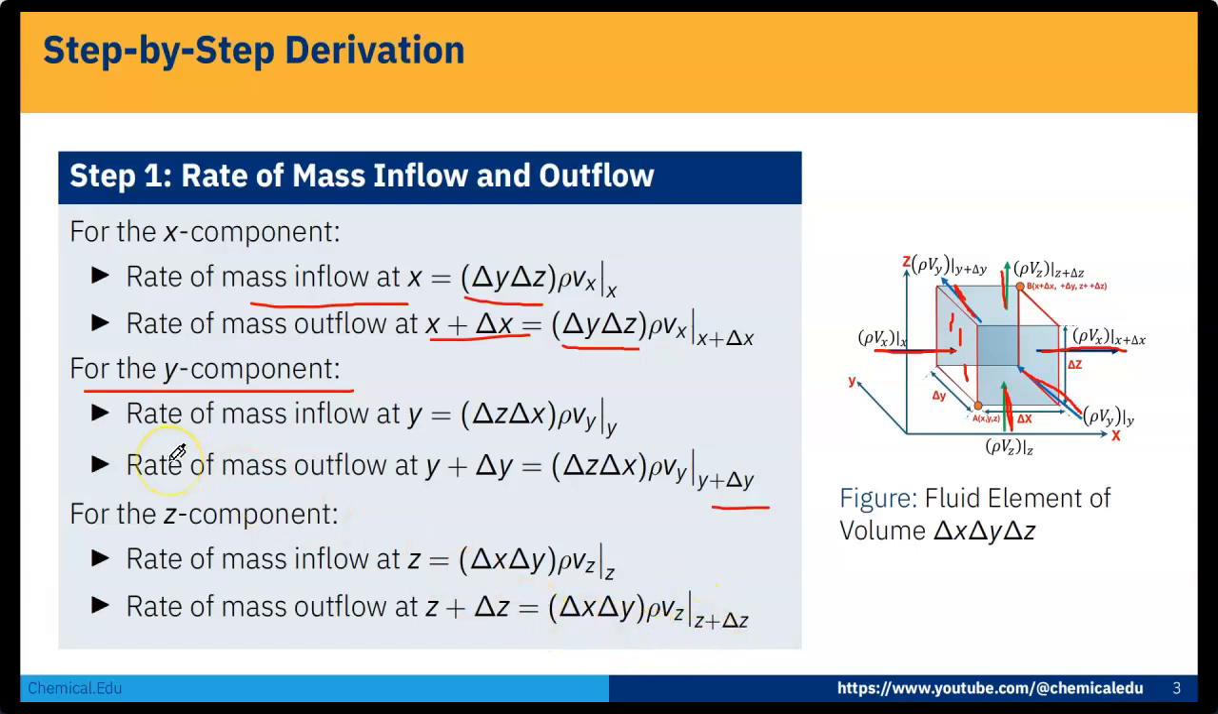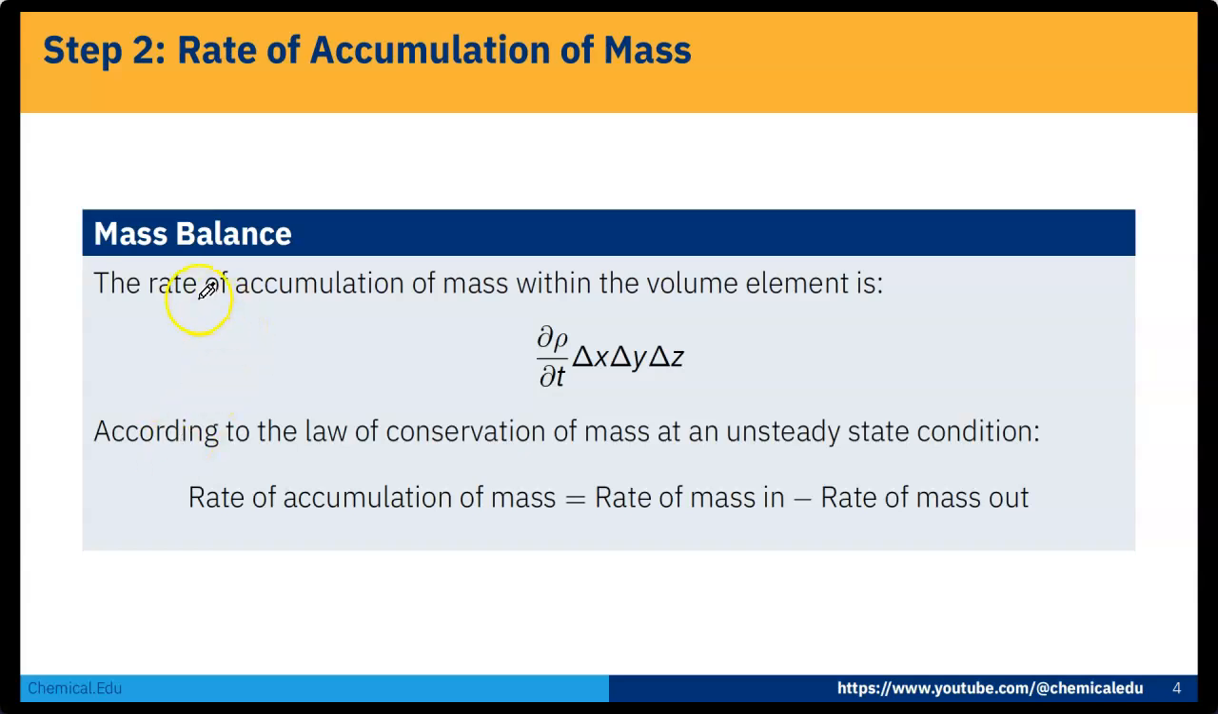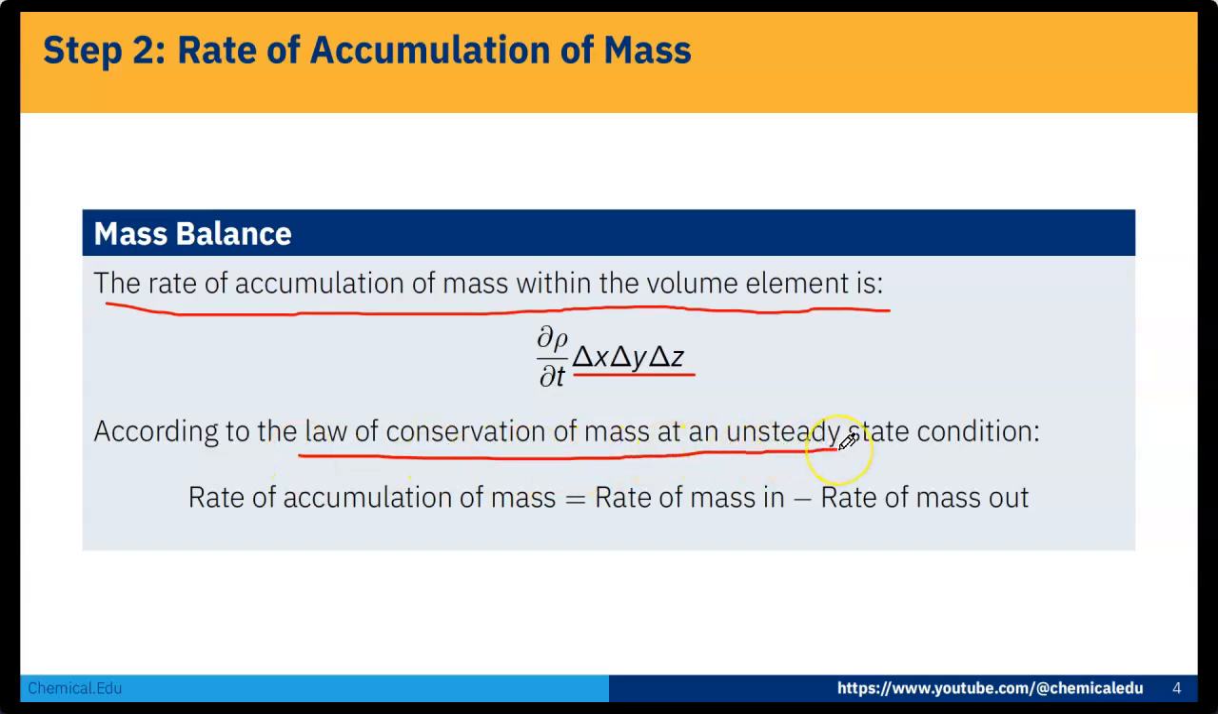Now we have to do the mass balance. Before that, first we have to calculate the rate of accumulation. The rate of accumulation of mass within the volume element is the partial derivative of rho with respect to t into del x del y del z. Now we know, according to the law of conservation of mass at an unsteady state condition, rate of accumulation of mass is equal to rate of mass in minus rate of mass out. Here generation and consumption are 0, as no chemical reaction is occurring.